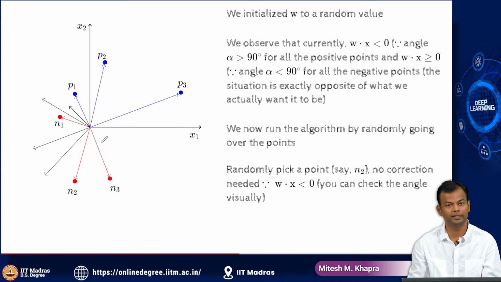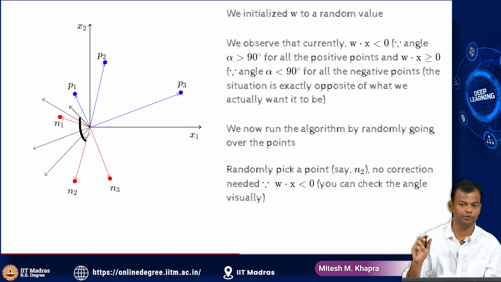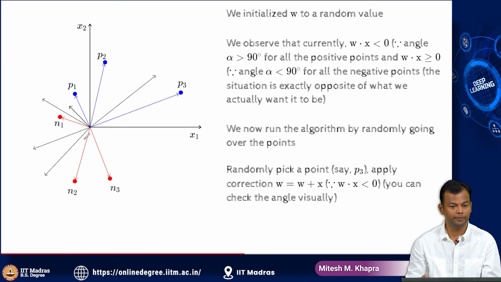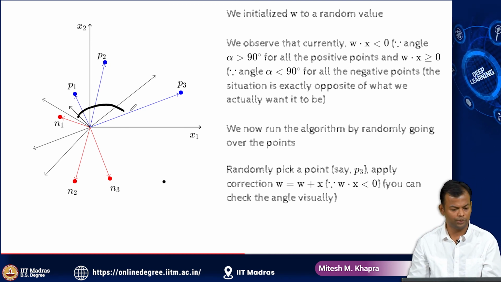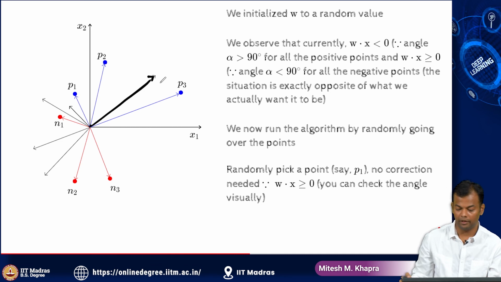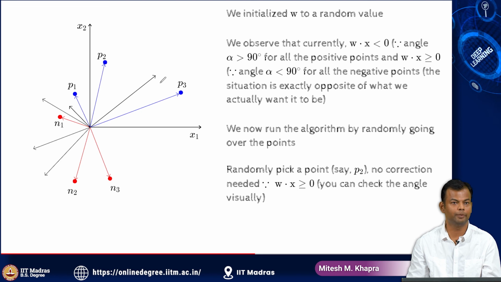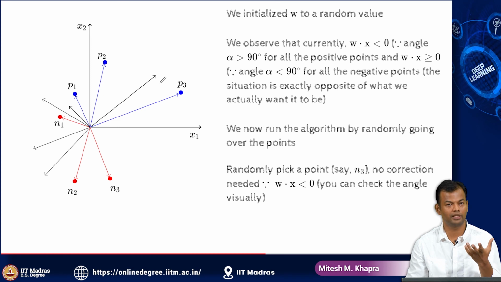Again I pick up a random point, it's N2. So again N2 is already safe because the angle seems to be greater than 90 degrees, so I don't need to do any correction. Now I pick up the point P3 and I need to make a correction because with P3 I can see that the angle is greater than 90 degrees. So I'll do the same correction and this is what my new W looks like, okay. Now let me pick up another point randomly and say it's P2. No correction is needed because you can see visually that the angle is less than 90. Again I pick up N1, no correction is needed, the angle is greater than 90 degrees. Again I pick up N3, no correction is needed.